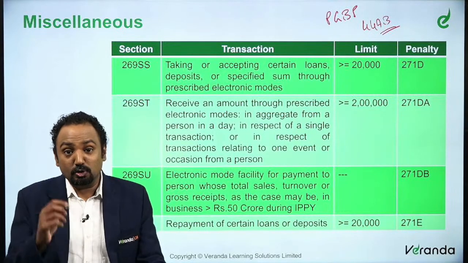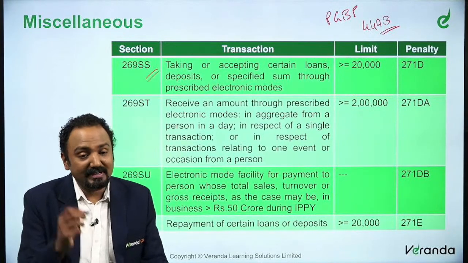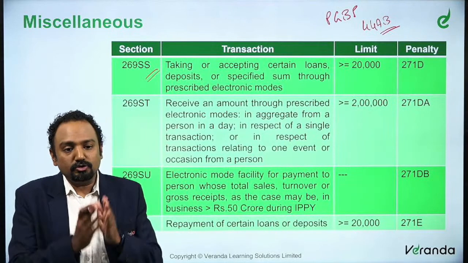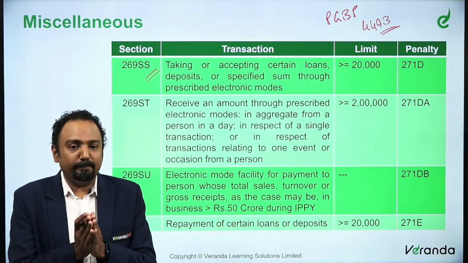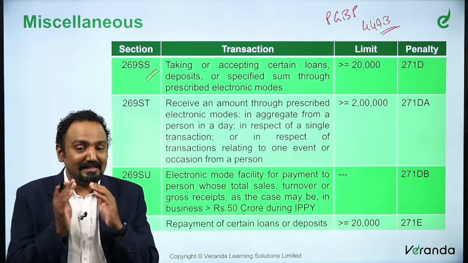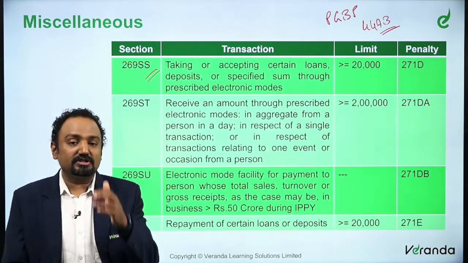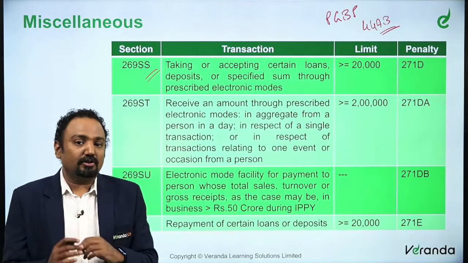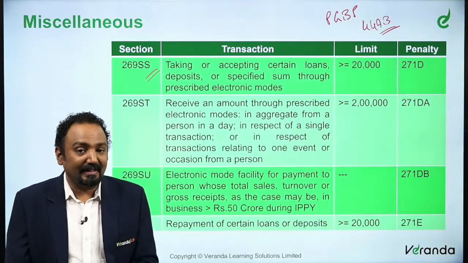It is about section 269SS. So, what is 269SS? This 269 series is about the electronic mode of payments. That is, certain payments or certain receipts must be in electronic mode. So, that is what is being recommended here.